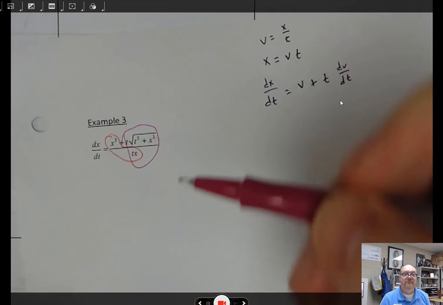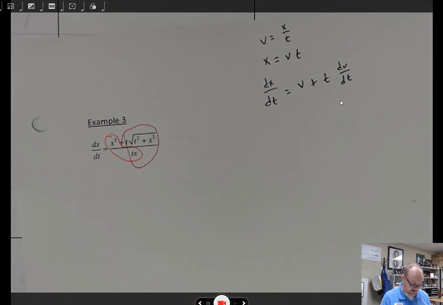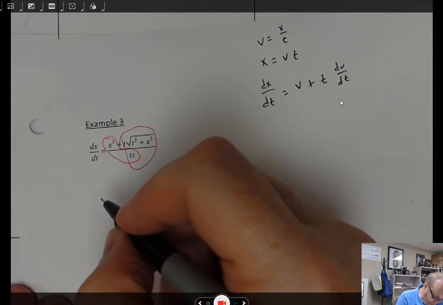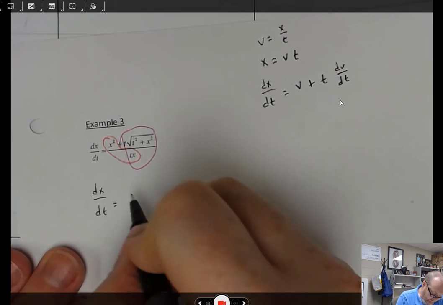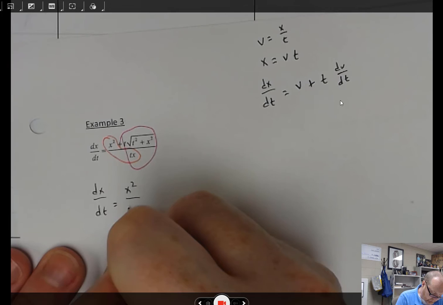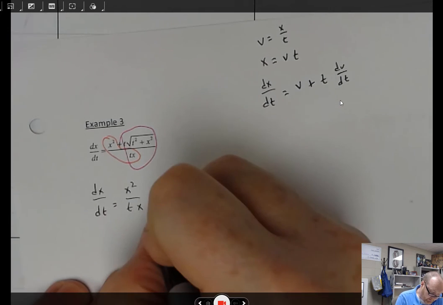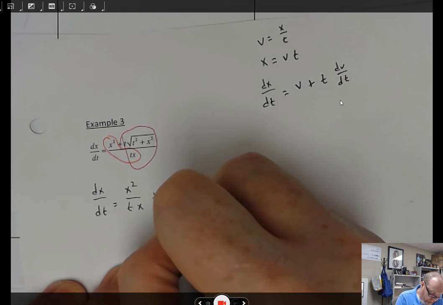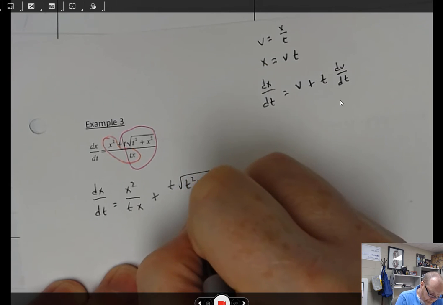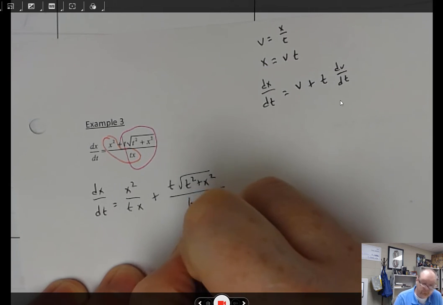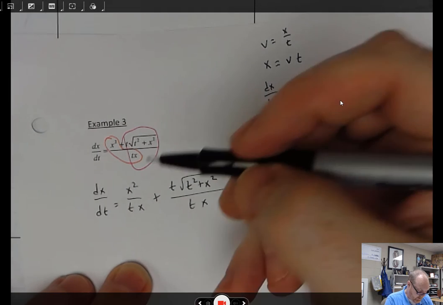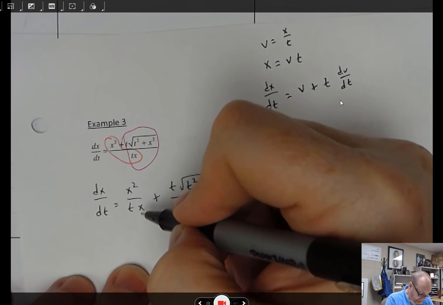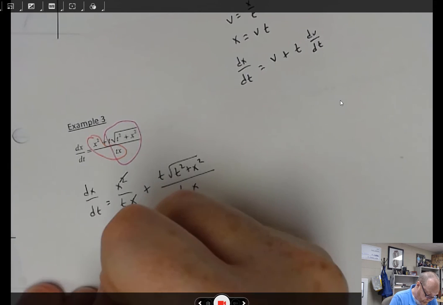And here's the other. Both of those numerators over that same denominator. So we have dx/dt is equal to x squared over tx plus t squared over tx, all under the square root. So let's see what kind of things we can do to simplify that. In the first term, the x's are going to cancel.